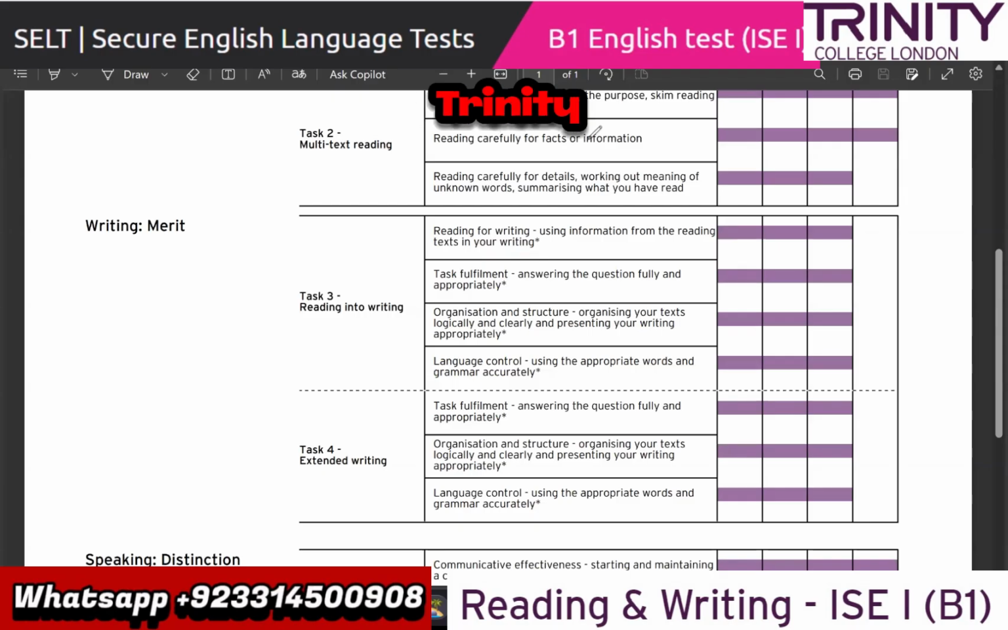All right, this is Trinity College London ISC 1 B1, Writing Task 3 and 4. Before we move to the question, it is important to know the criteria for how to pass. The first requirement is reading for writing, using information from the reading texts in the writing. Use information from the reading texts. Now, what does it mean?